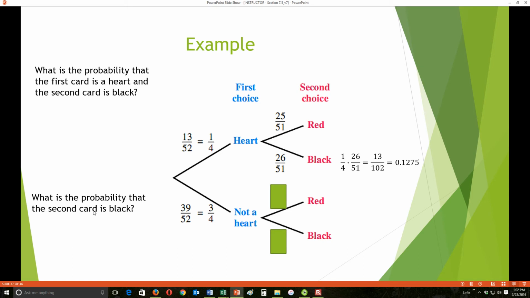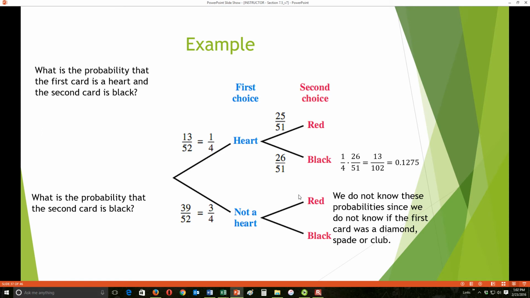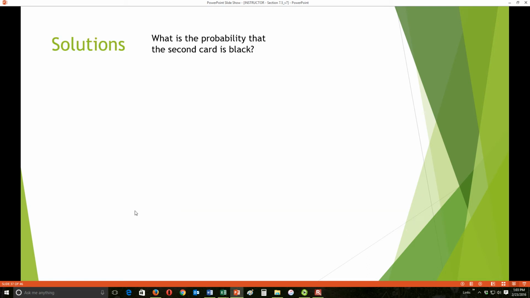What is the probability that the second card is black? Well, this is where it gets a bit tricky, because we know the first card is not a heart. We do not know these probabilities, since we do not know if that first card was a diamond or a club or a spade. All we know is it's not a heart, which causes problems for us because we can't figure out this probability initially.